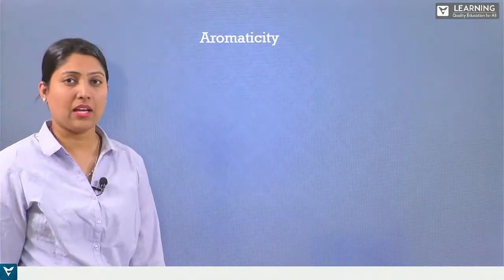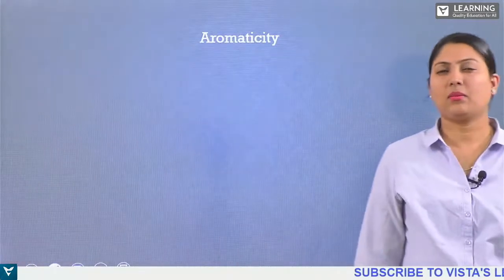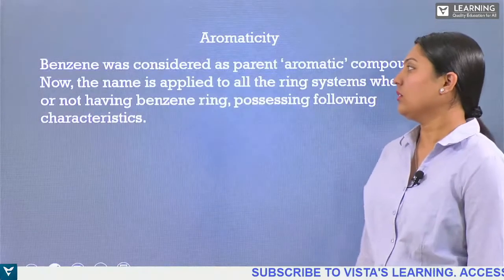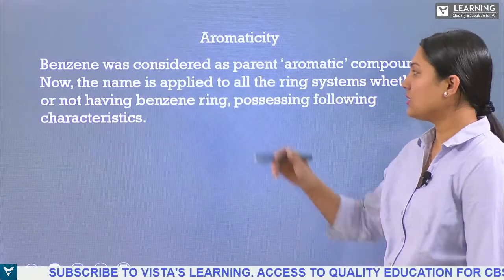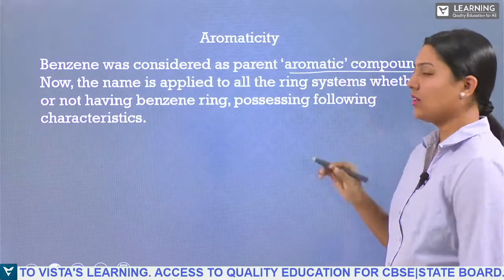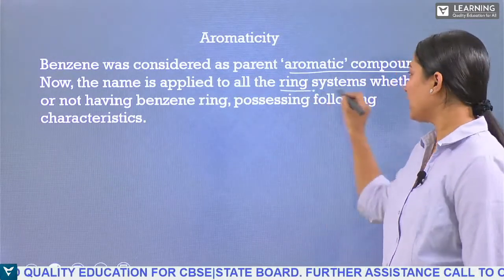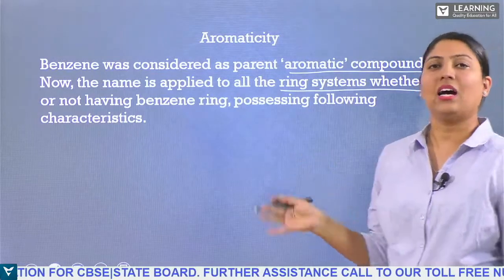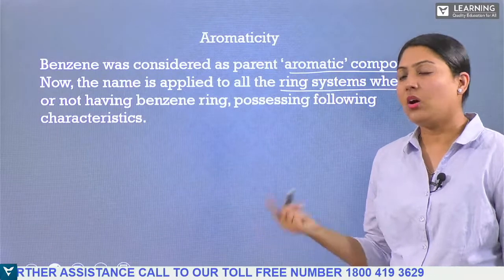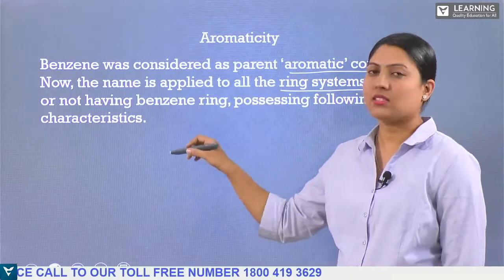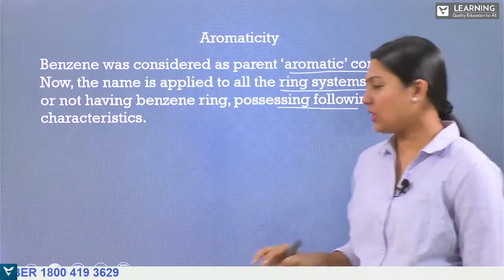Next, what do we mean by aromaticity? Aromaticity is described by a rule, the Huckel rule. Benzene was considered the parent aromatic compound. Now the name has been applied to all ring systems, whether they are benzenoid or not, whether they contain benzene or not. So they are given as aromatic compounds.